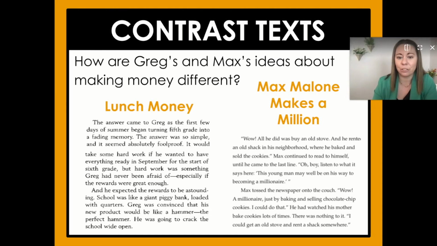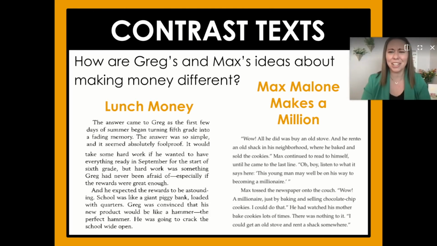Max continued to read to himself until he came to the last line. Oh boy, listen to what it says here. The young man may well be on his way to becoming a millionaire. Max tossed the newspaper onto the couch. Wow, a millionaire! Just by baking and selling chocolate chip cookies. I could do that. He had watched his mother bake cookies lots of times. There was nothing to it. I could get an old stove and rent a shack somewhere.